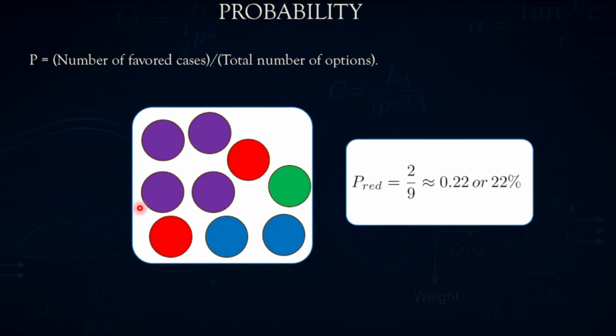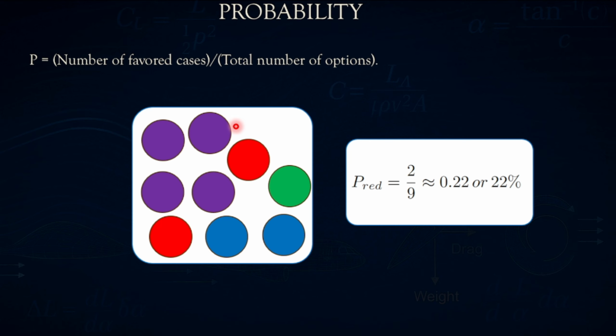Probability. So how to work with probability in C? At first, to understand what probability is, imagine a jar full of balls of different colors. When you make a draw, the probability of getting a red ball is equal to the number of favored cases.